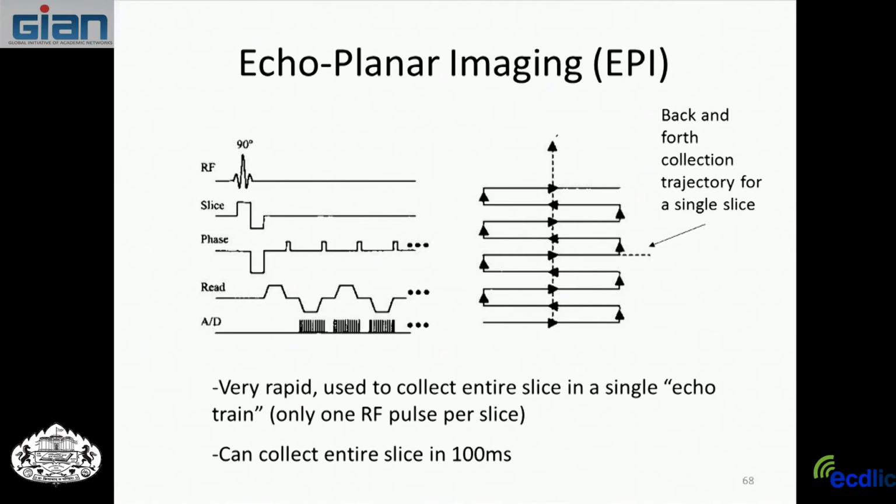And we're doing that instead of going one line, going back to the beginning and the next line, because it's much easier to turn our gradients to follow this trajectory through the whole slice than it is to make it go all the way back to the beginning. So we can collect very rapidly using this technique.